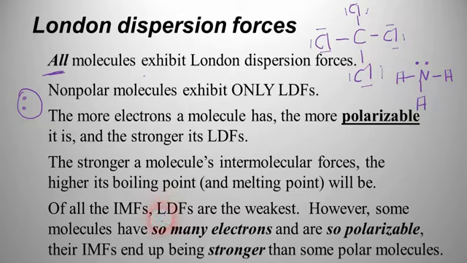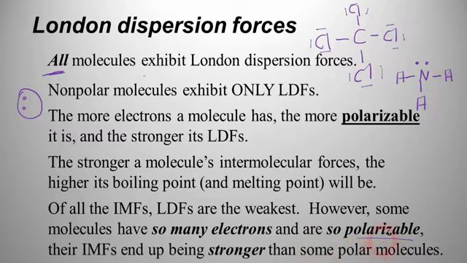Now, this is an important point that often pops up on the AP exam. Generally speaking, London dispersion forces are the weakest of all the intermolecular forces. However, there are some molecules that have so many electrons, and as a result they're so polarizable, that's an important word, polarizability, that their intermolecular forces end up being stronger than some polar molecules.